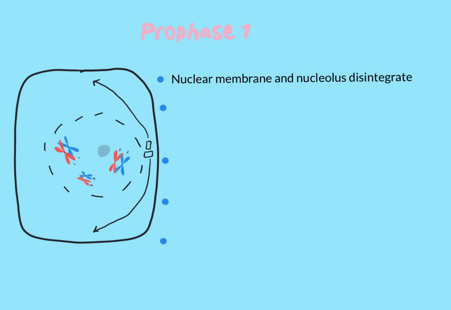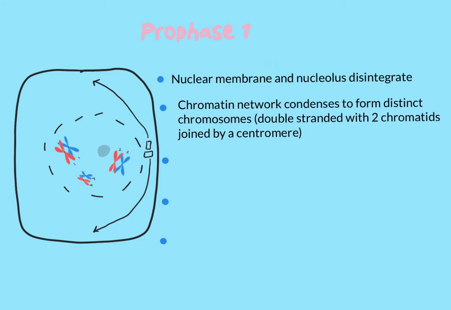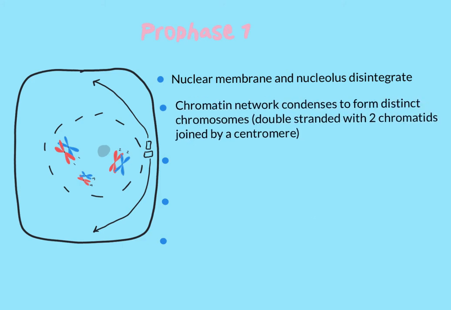Then the chromatin network will condense. Normally chromosomes aren't visible like this. They only become visible like this X shape after DNA replication has occurred. And then the chromatin network is this mess of hair that you would take out of a hairbrush. And it needs to condense and come closer and closer together to form these distinct or clear individual chromosomes. So that would be the next thing particular to prophase I. Now, a reminder that these chromosomes are visible as two identical chromatids joined together by a centromere in the middle of the chromosome.